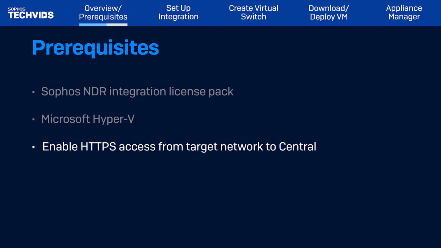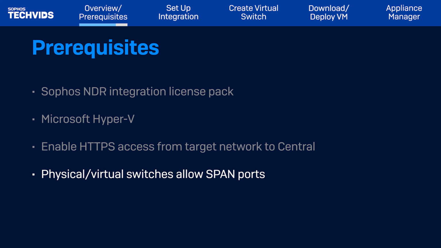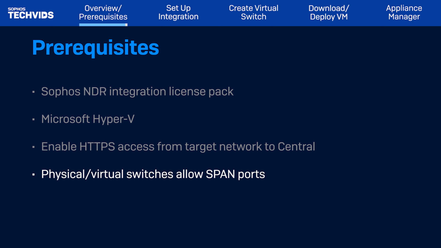Next, ensure you've enabled HTTPS access out of the target network to Sophos Central, as there is no web inspection or proxy on the connection to Sophos Central, and the physical and/or virtual switches must be configured to allow SPAN ports. For more information regarding the specific CPU requirements and appliance size guidelines, refer to the documentation linked in the video description. Let's get started.